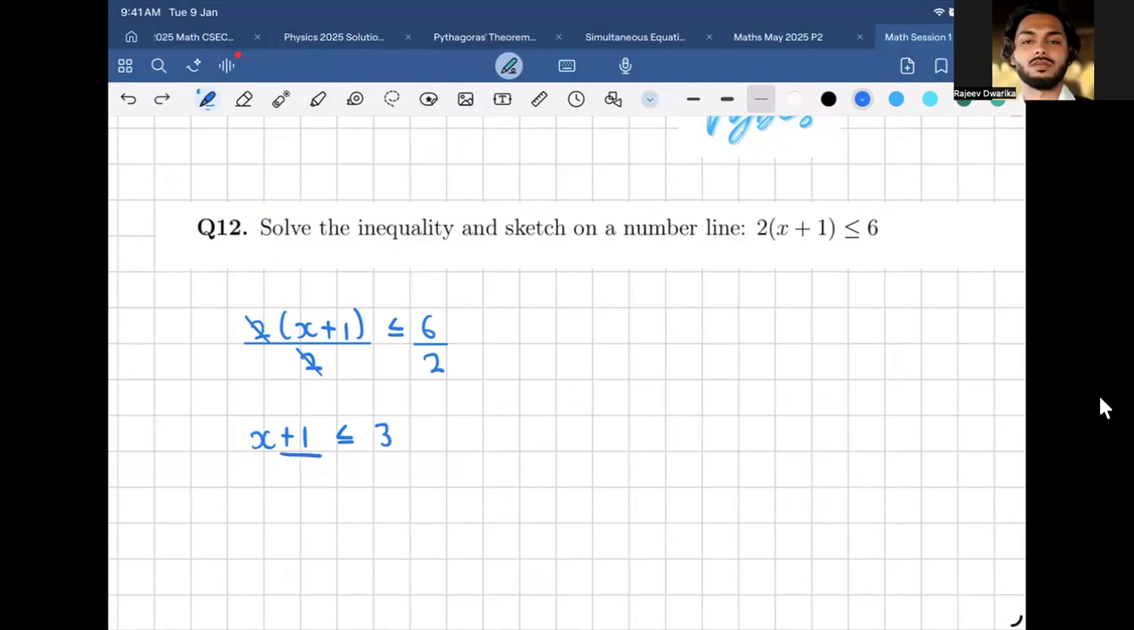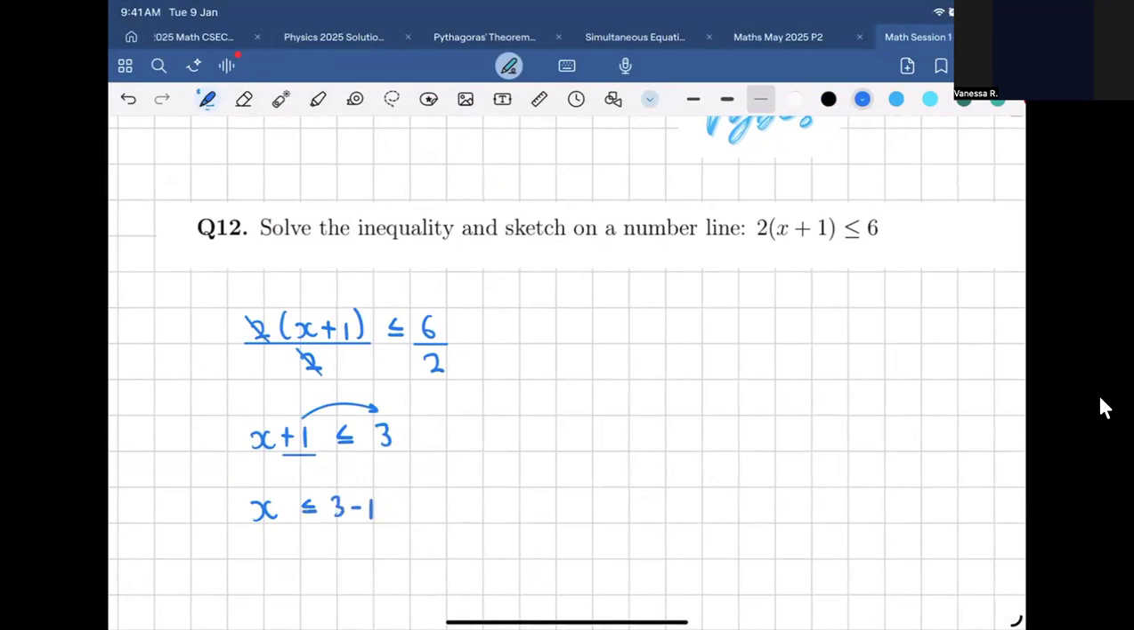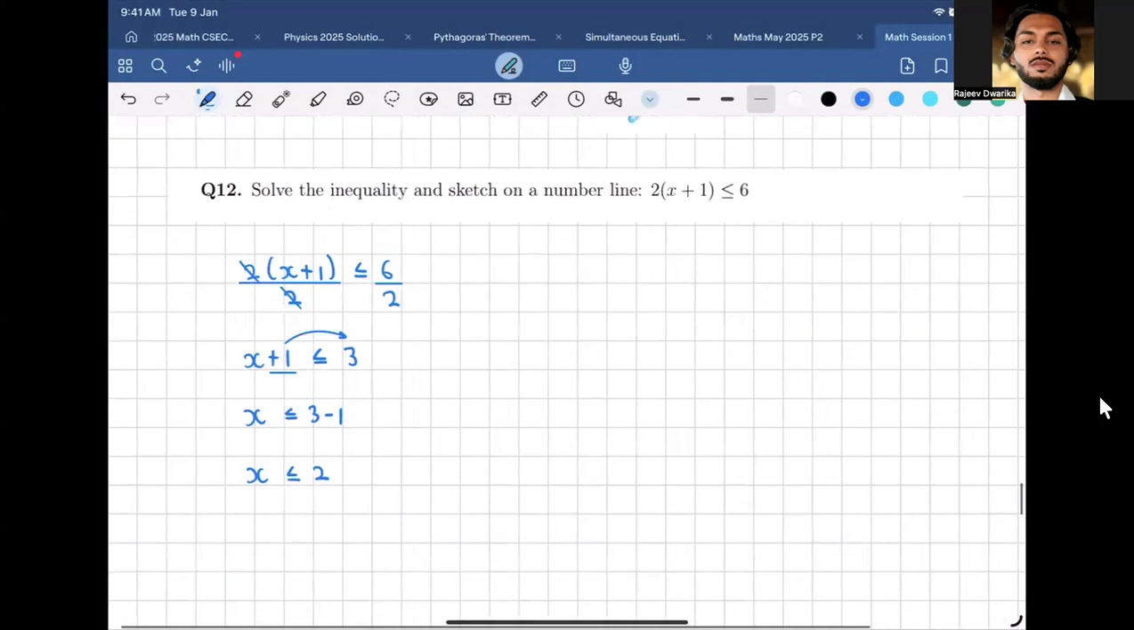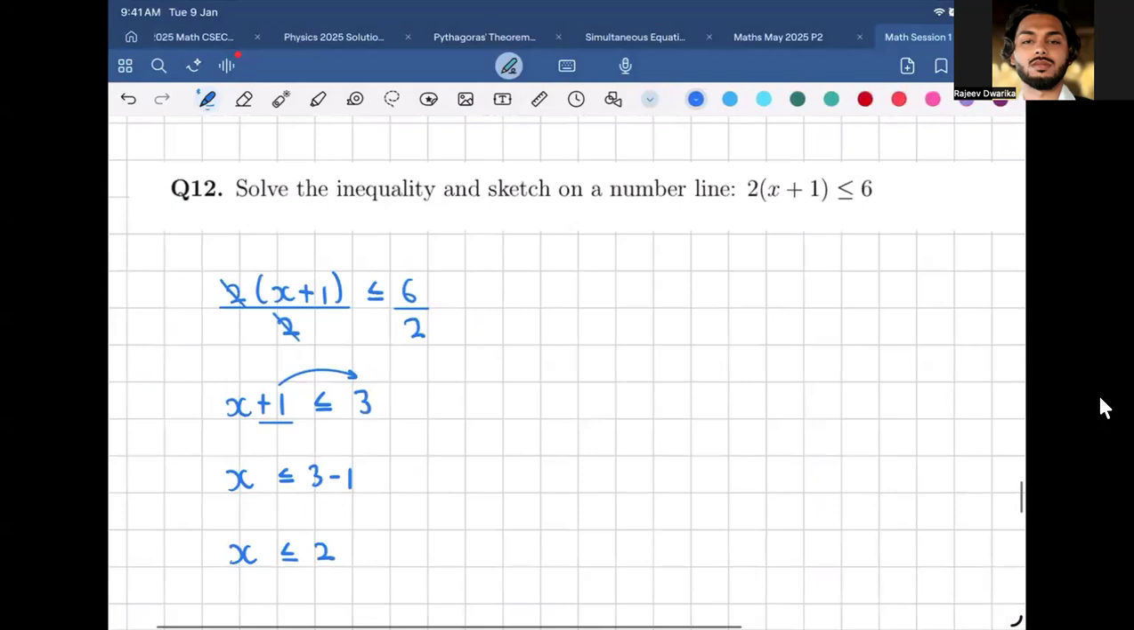So you're going to move across the 1. And so we're going to end up with what? X is less than or equal to 3 minus 1. Right, so once we have a value that is equal to 2 or less than 2, it would satisfy this inequality. So that's one way you could have worked this question out. Great.